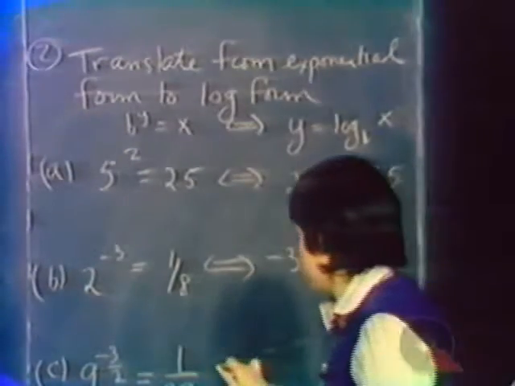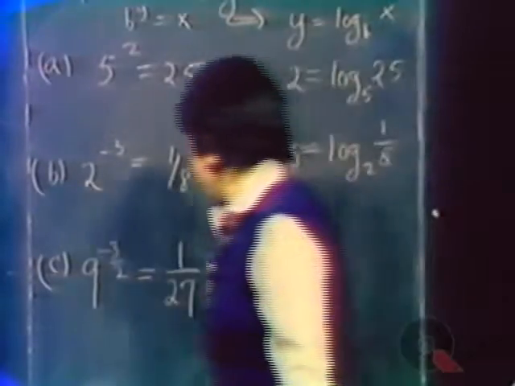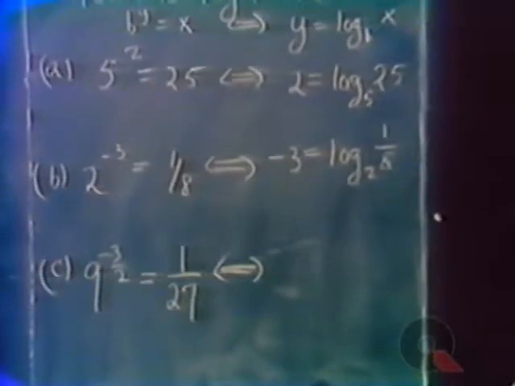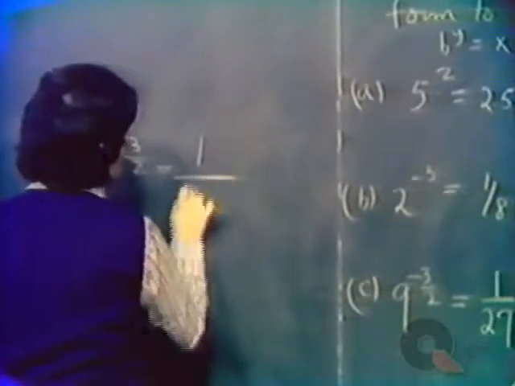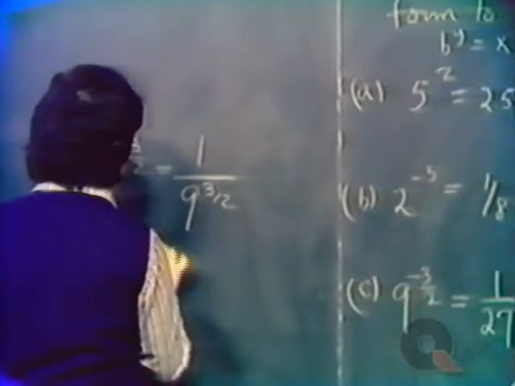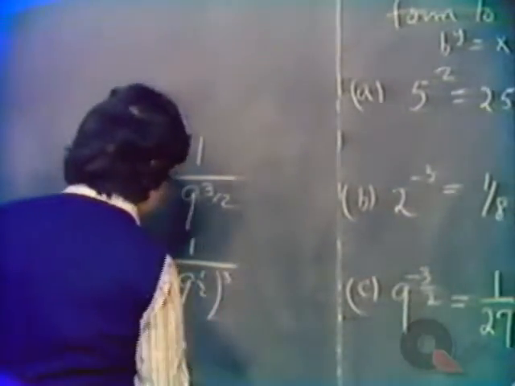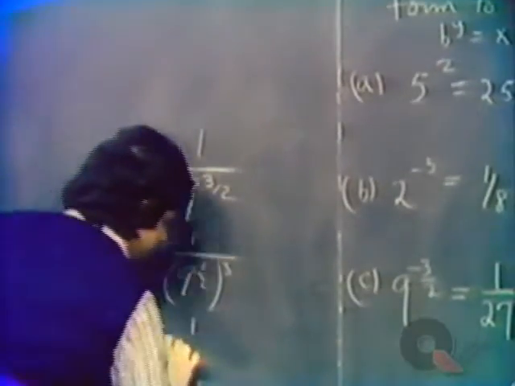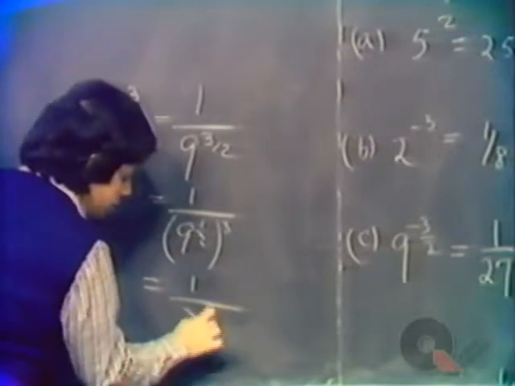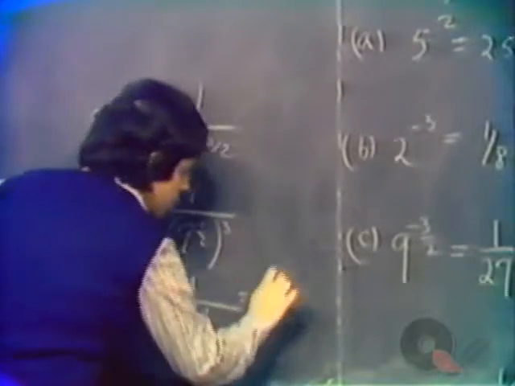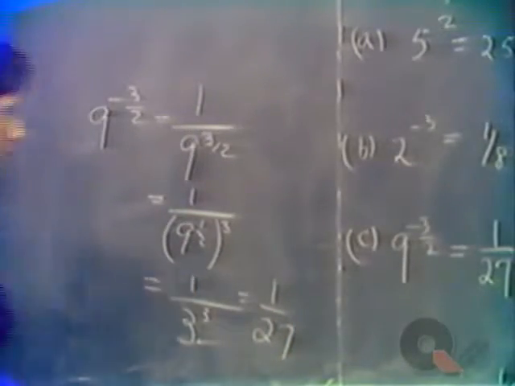And finally, over here, I'm assuming that you accept this as true: 9 to the minus 3/2 is 1/27. Just take a quick look at that. 9 to the minus 3/2 is 1 over 9 to the 3/2, 1 over 9 to the 1/2 cubed. 9 to the 1/2 is the square root of 9. The square root of 9 is 3. So we get 3 cubed. 1 over 3 cubed is 1 over 27. So 9 to the minus 3/2 is 1/27.